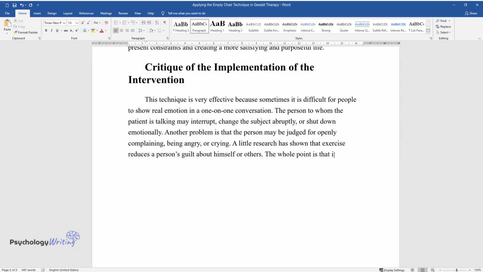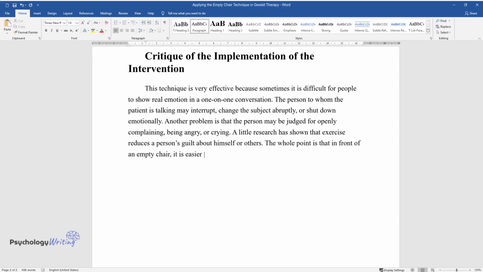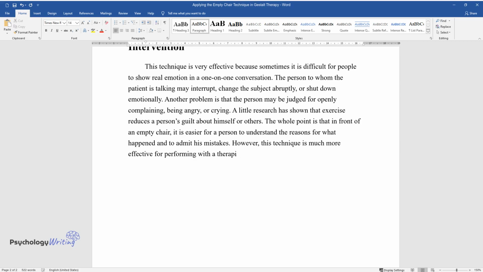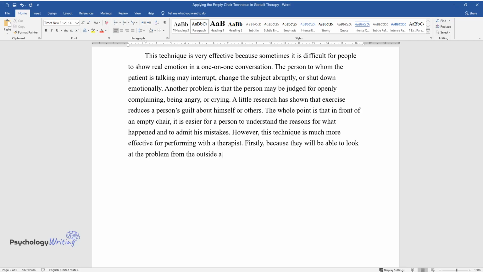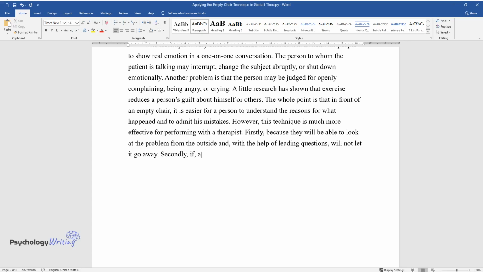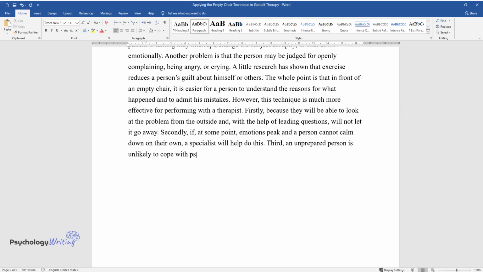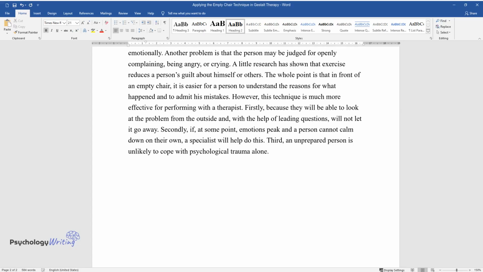The whole point is that in front of an empty chair, it is easier for a person to understand the reasons for what happened and to admit his mistakes. However, this technique is much more effective when performed with a therapist. Firstly, because they will be able to look at the problem from the outside and, with the help of leading questions, will not let it go away. Secondly, if, at some point, emotions peak and a person cannot calm down on their own, a specialist will help do this. Third, an unprepared person is unlikely to cope with psychological trauma alone.